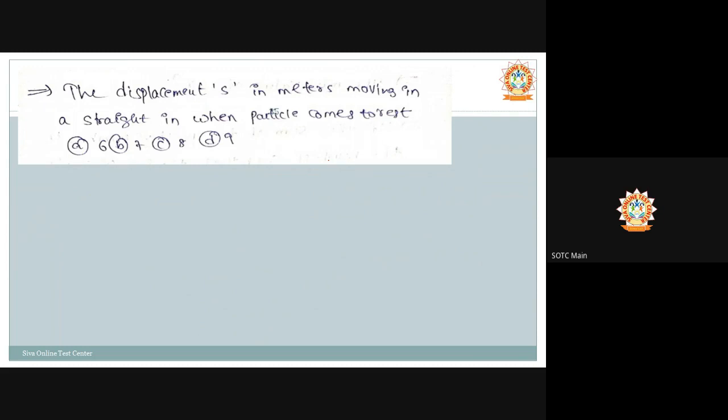The displacement s in meters moving in a straight line, when the particle comes to rest.